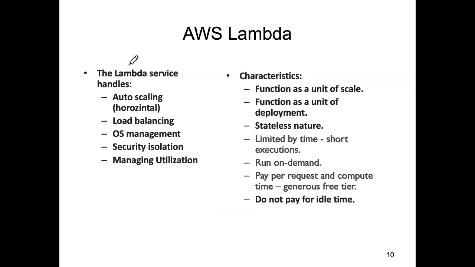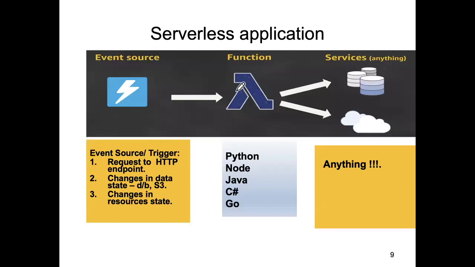So we talk about the Lambda service and our Lambda function. The Lambda function is what we write and we deploy it to the Lambda service itself. So the Lambda service, I'm saying here, handles auto scaling. Now, if I just go back to the previous slide, I've got this Lambda function and I'm associating it with a particular event source.